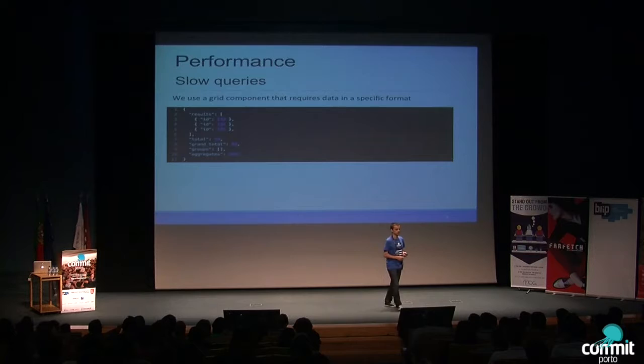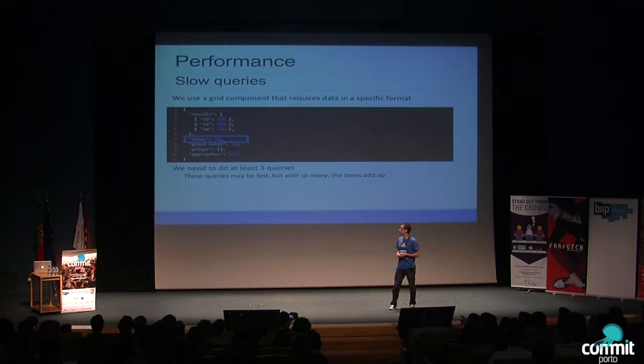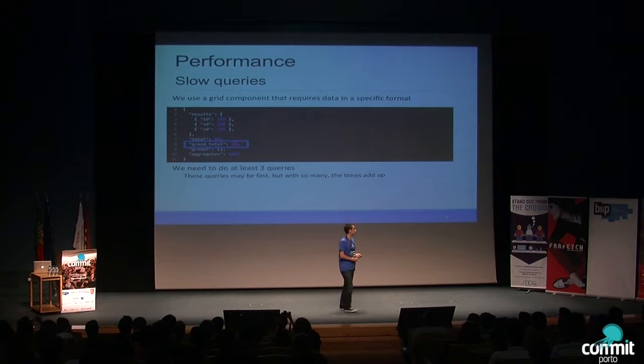This means that each time we need to fill up the grid, we need to do at least three queries. One for the results themselves, the second for the number of total records that were found with the filters, the third one for the number of records that are available for that grid. If we actually need group data, we need to do even more queries. And even though these queries are pretty fast, the sheer number of queries we have to do adds up and the response time is slow. So we have to find a way to make this faster.